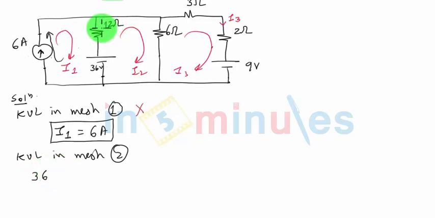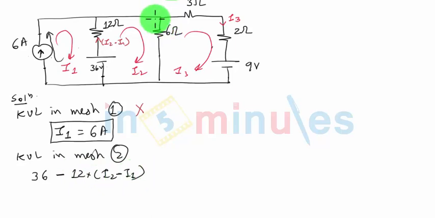Next we have 12 ohm resistance. If I define current through 12 ohm resistance, you can see the upward current is I2 and the downward current is I1. So equivalent current in upward direction will be nothing but I2 minus I1, and hence because I'm traveling in the direction of current, my drop will be minus 12 into (I2 minus I1).